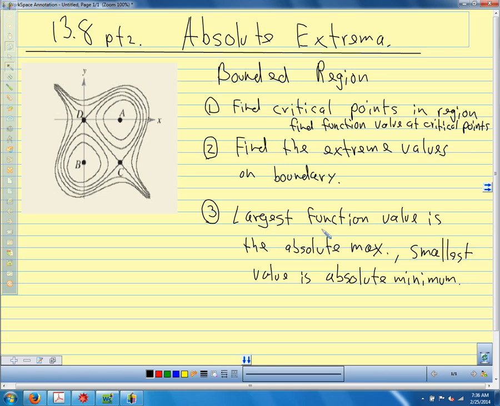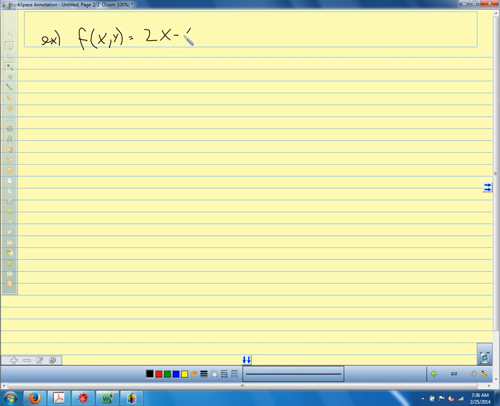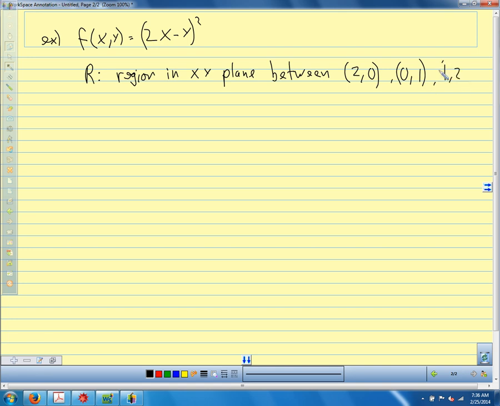All right, so let's take a look at a couple of examples of going through this procedure. The procedure is not necessarily difficult, but there is some work involved. Okay, so here is our first example. We have f of x y is 2x minus y squared. And our region is the region in the xy plane with vertices at the points 2, 0, 0, 1, and 1, 2.